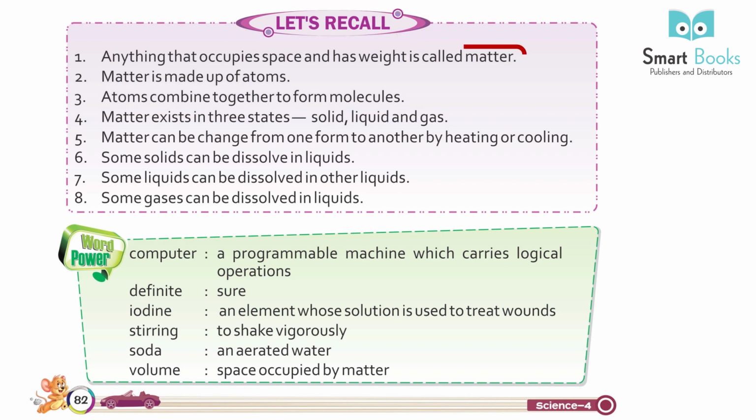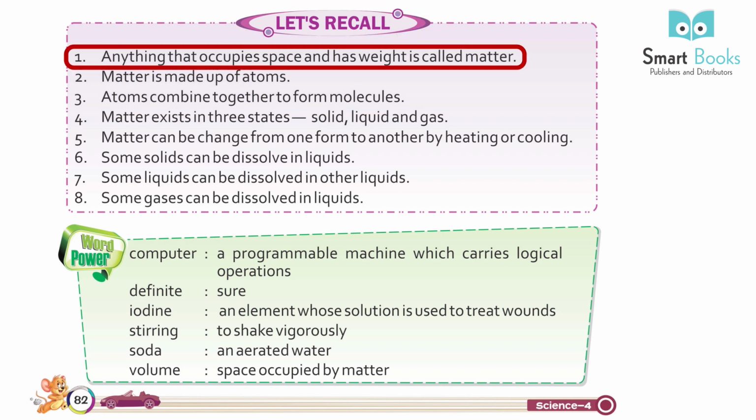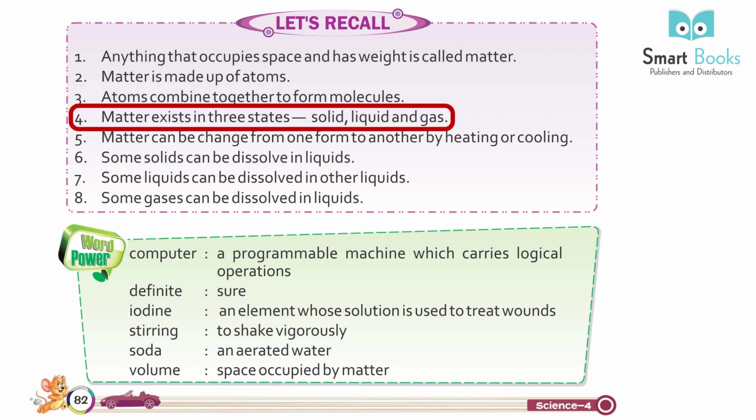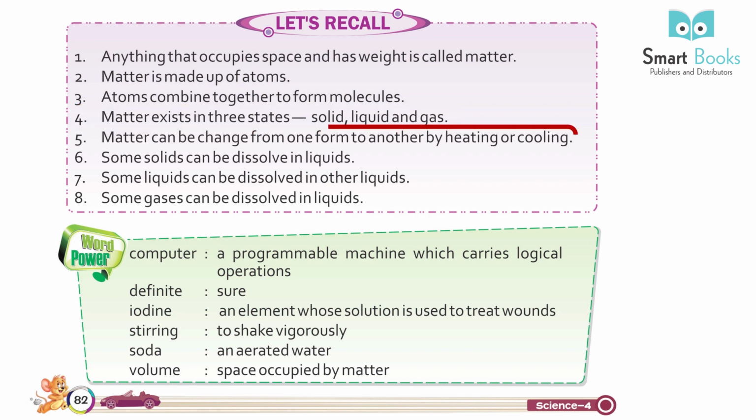Let's recall. 1. Anything that occupies space and has weight is called matter. 2. Matter is made up of atoms. 3. Atoms combine together to form molecules. 4. Matter exists in 3 states: solid, liquid and gas. 5. Matter can be changed from one form to another by heating or cooling.